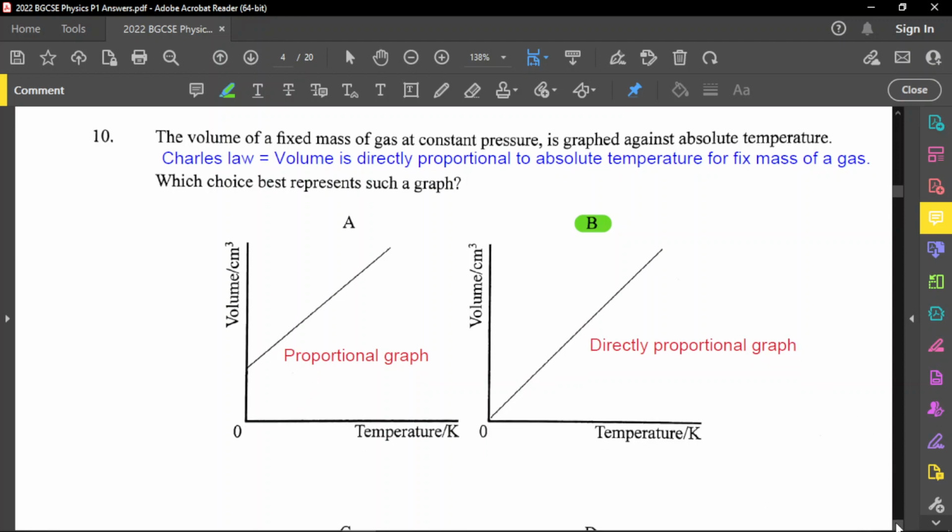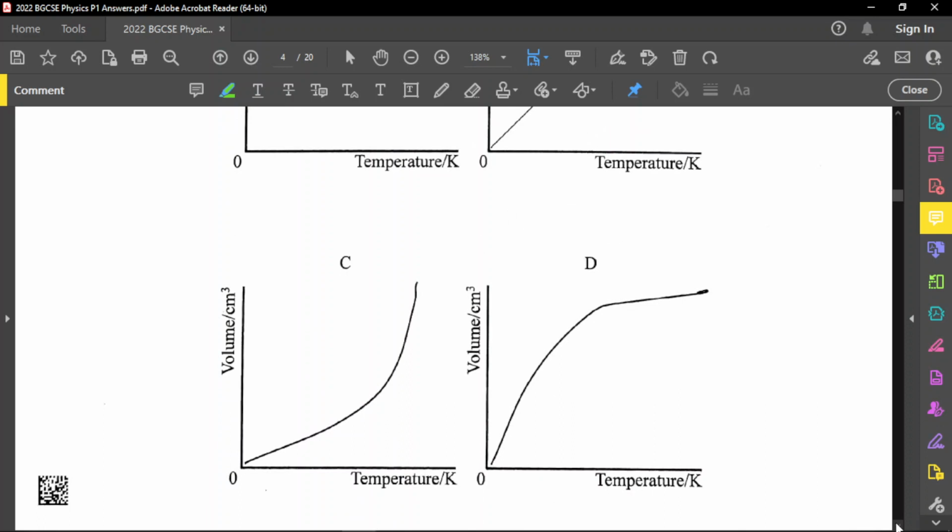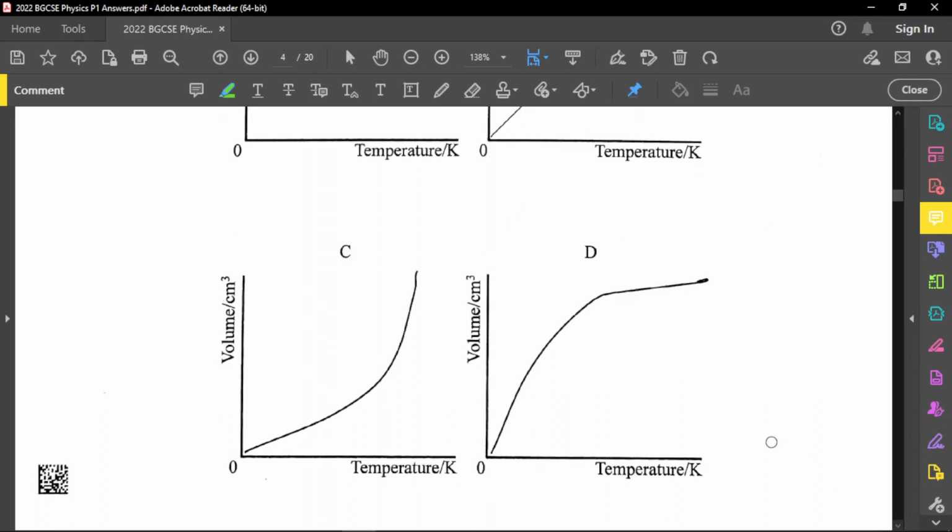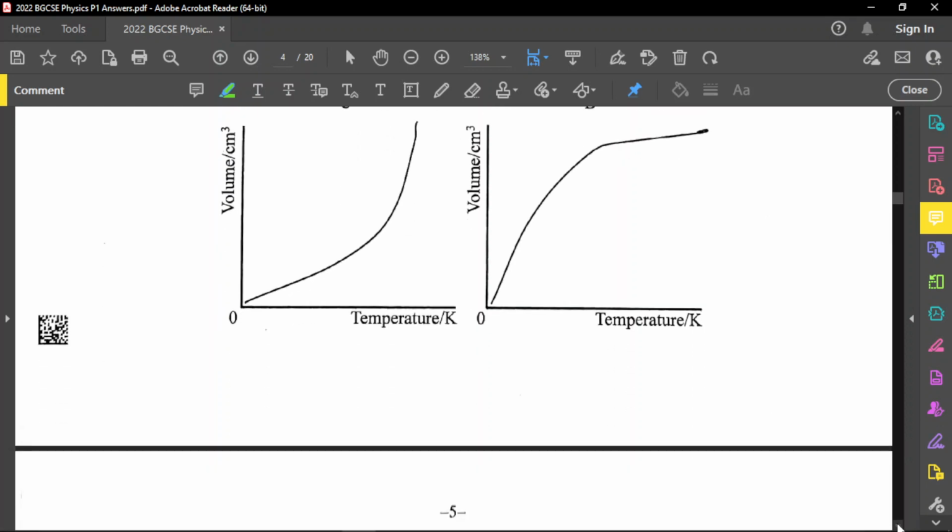For the other options, these graphs are not applied in terms of proportionality. They're actually changing, so it's not proportional at all. All right, so you may have an increase, then it's stabilized. So it's not showing directly proportional at all. All right, so the answer there is B.